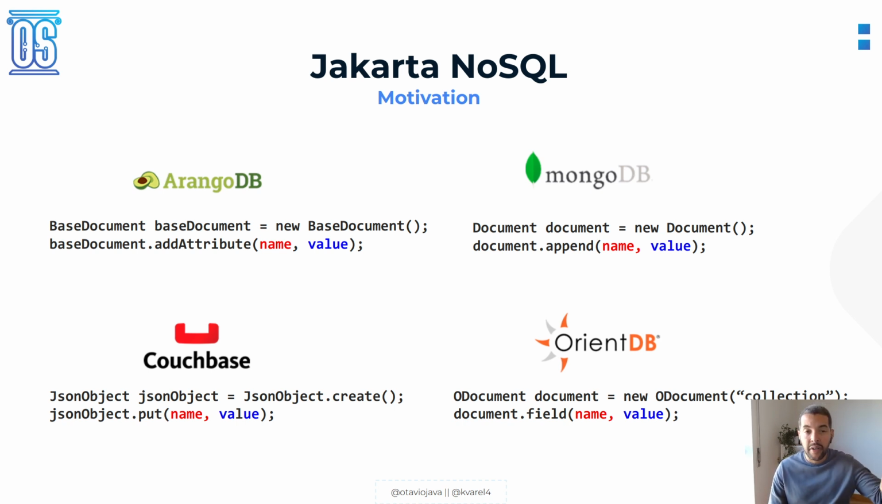As you can see here, we have four different NoSQL databases. Those are document NoSQL databases, and everybody is trying to do exactly the same thing to insert a document inside my database. In ArangoDB we have the base document where we are inserting the name and value. Both combined make the document. MongoDB the same, with document append, Couchbase the same with a JSON object, and OrientDB exactly the same. Everybody is doing exactly the same. The main difference is just the class and the nomenclature. However, those have the same behavior.